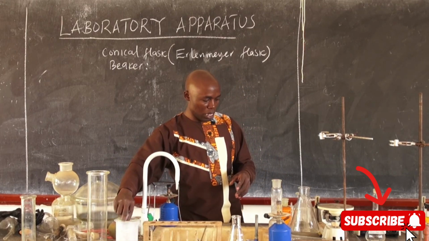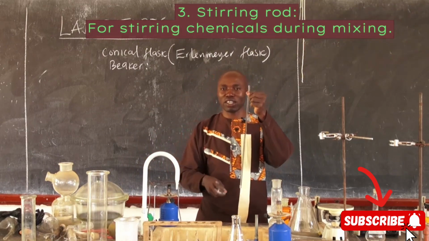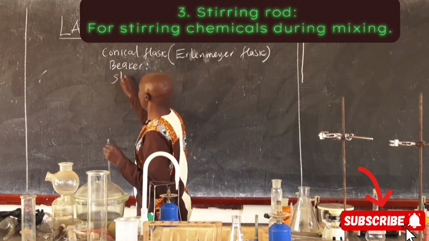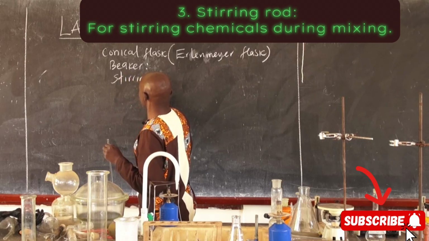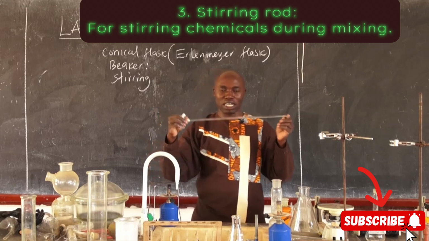Then let me show you another apparatus here. Let me use this same one. This is called a stirring rod. It's used for stirring chemicals during mixing, so we use it for stirring chemicals.